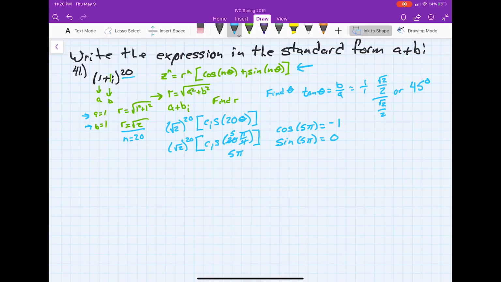So we can rewrite this whole thing as square root of 2 to the 20th times minus 1, because that's the cosine part of it, plus i times 0, because that's the sine part of it, or 0i. And then we can get rid of this because that's going to equal 0. And negative square root of 2 to the 20th power, put that into a calculator, and we're going to get negative 1024. So there you go.